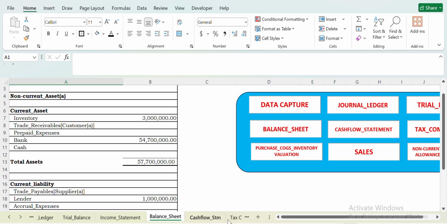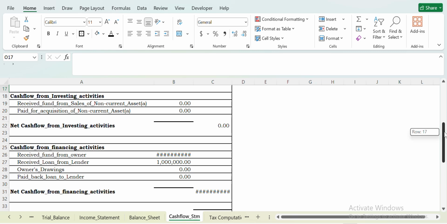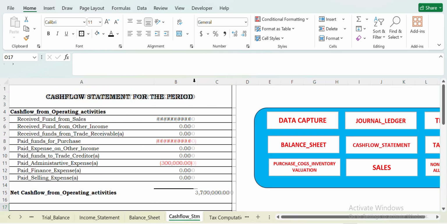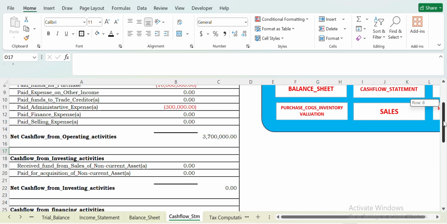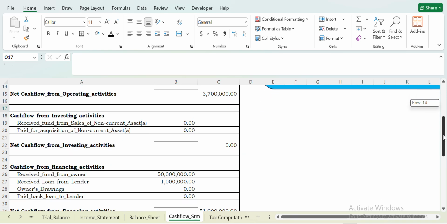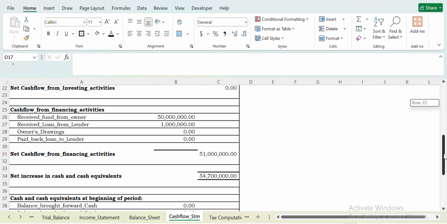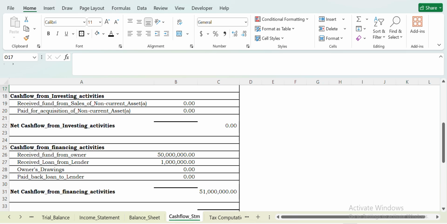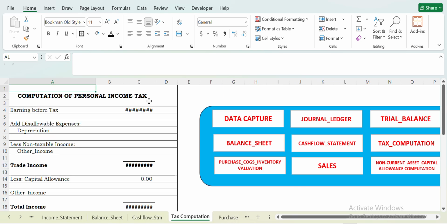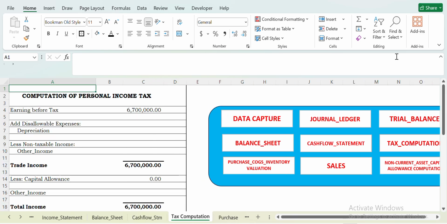Then the cash flow statement as well. So this is the cash flow statement. Let me expand this column. You can see it gave us the cash flow from operating activities, cash flow from investing activities, and from financing activities as well. And it compared this to the opening and closing balances for cash and bank.